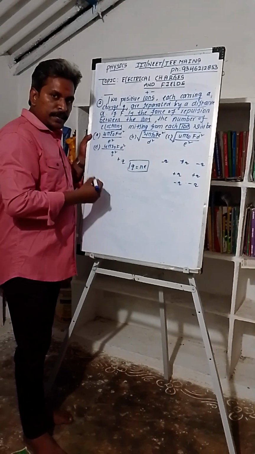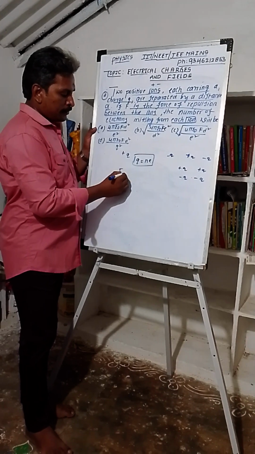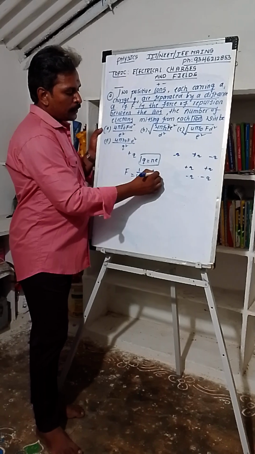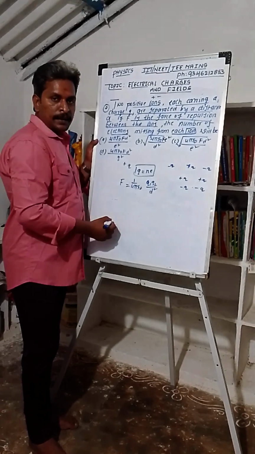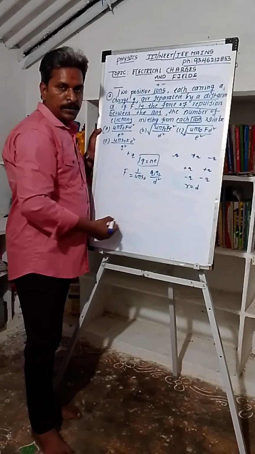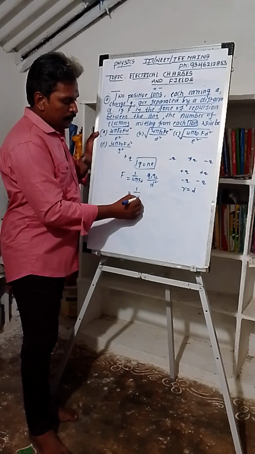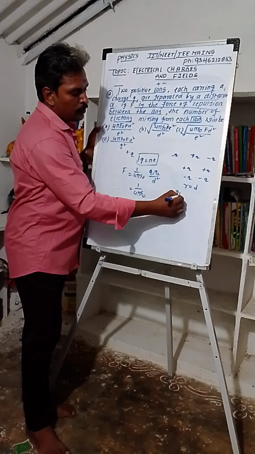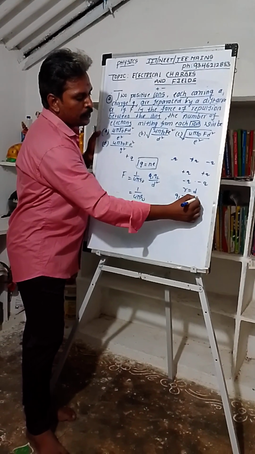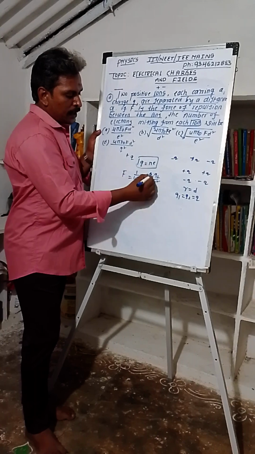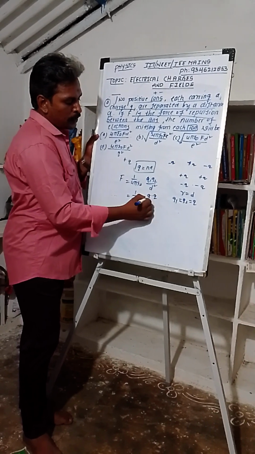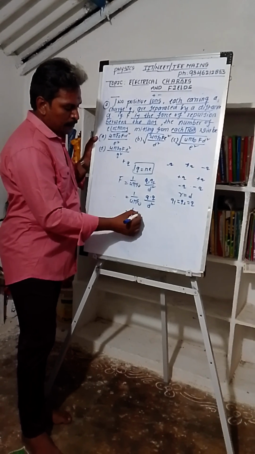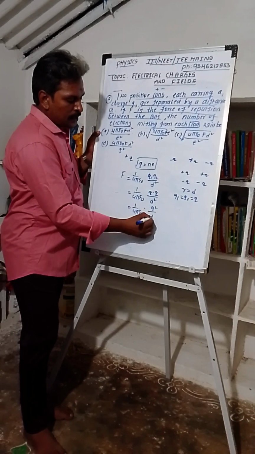According to the electrostatic Coulomb force formula, F is equal to 1 by 4 pi epsilon naught Q1 Q2 by d square, where r is equal to d. If Q1 is equal to Q2 is equal to Q, then Q into Q by d square gives F equal to 1 by 4 pi epsilon naught Q square by d square.